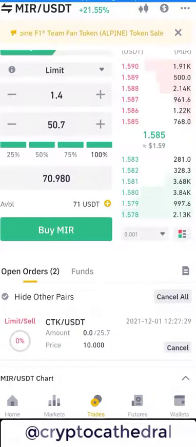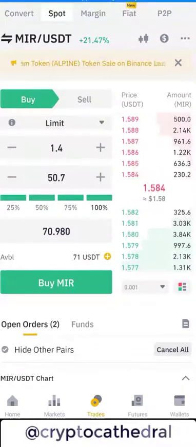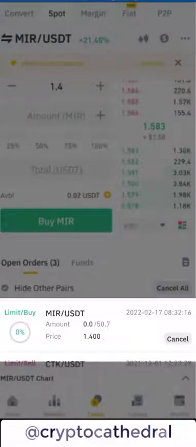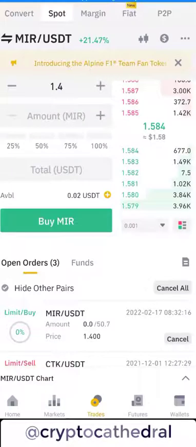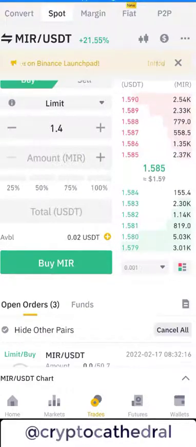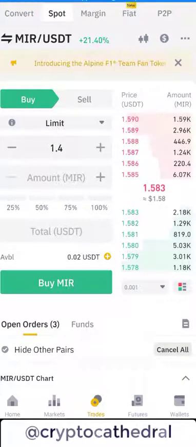So it simply means you're buying that token with everything you have. Once you click the buy order, scroll down, you will see it there, MIR/USDT, the amount and the price. Now, the price I put is $1.4. The current price is about 1.58. You can see when we started this video, the price was about $1.6. But because of the volatility, it has gone down a little. So if you want to buy at a lower price, you insert the price into the box here. Then immediately the price gets to that level, your trade gets executed automatically.